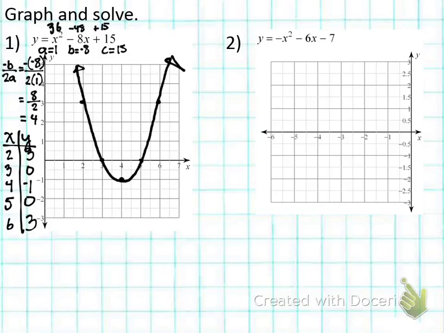All right, so where does it cross? It crosses at 2 points right here. What is x equal to at these 2 points? Well, x is equal to 3, and x is equal to 5.